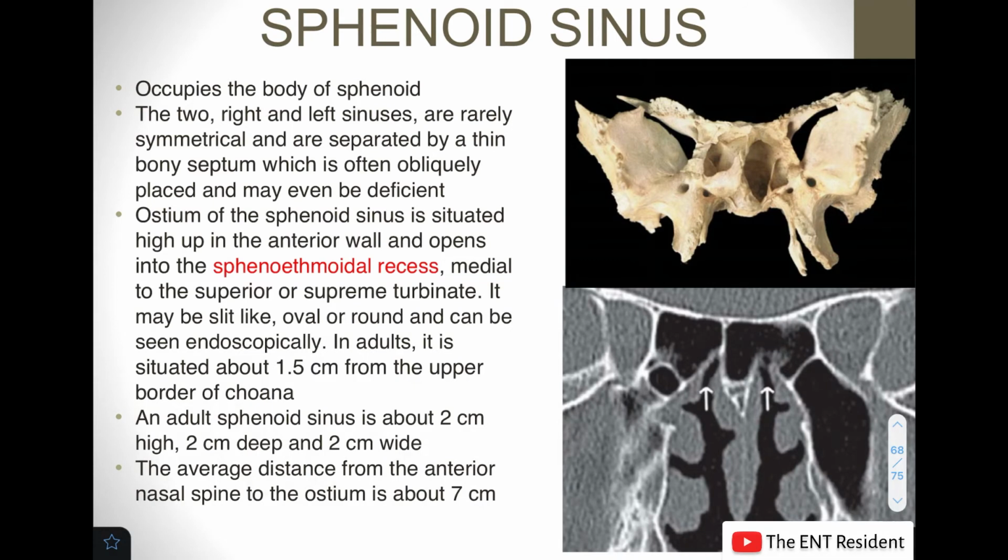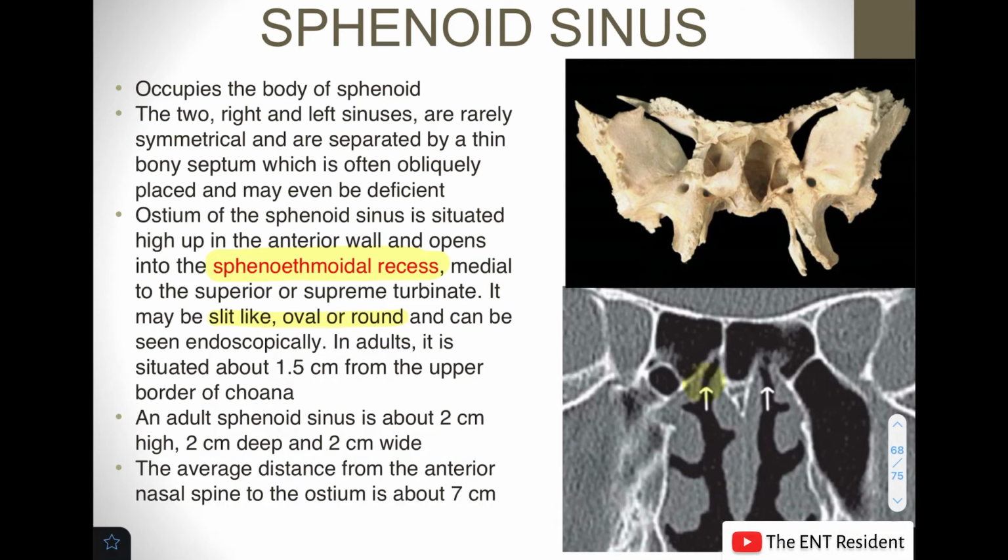So the ostium of the sphenoid sinus is located high up in the anterior wall and it opens into the sphenoethmoidal recess, which lies medial to the superior or the supreme turbinate. In adults, on endoscopy, it is slit-like or oval, or it can also be round. And in adults, it is situated about 1.5 centimeter from the upper border of the choana.